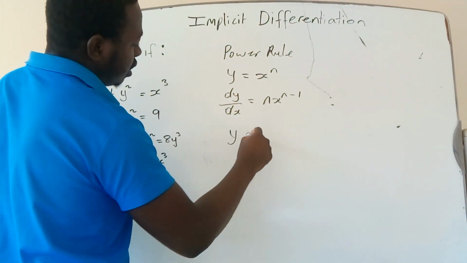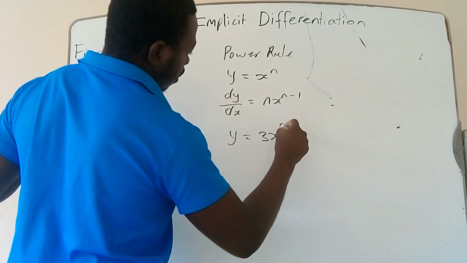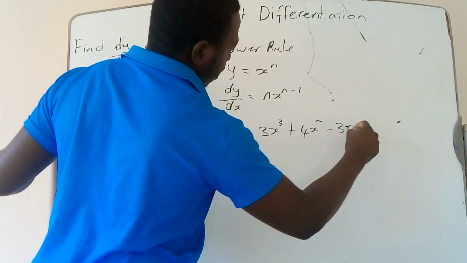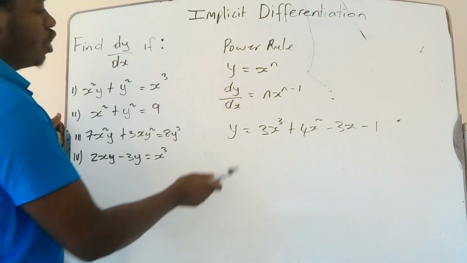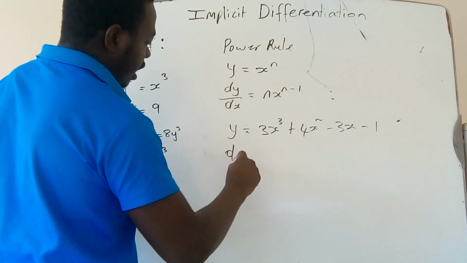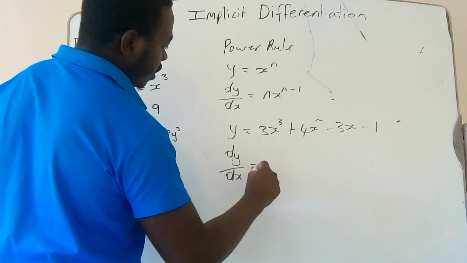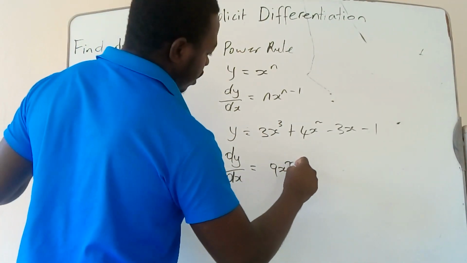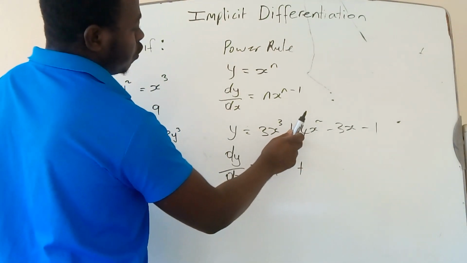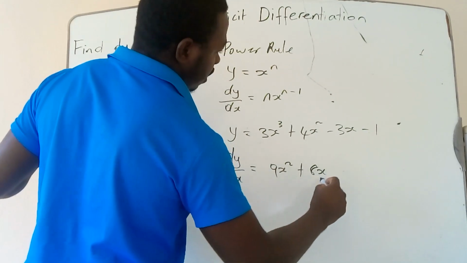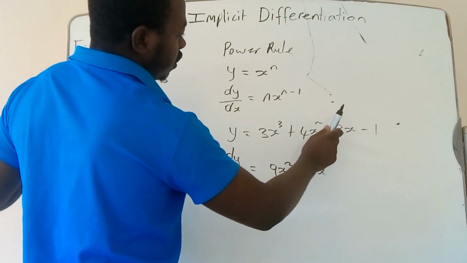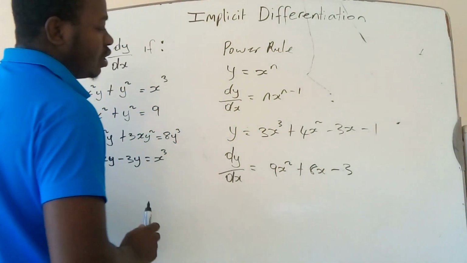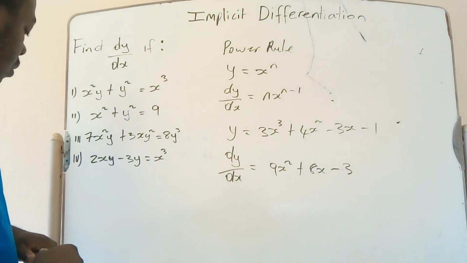Let's say you have a function y equal to 3x cubed plus 4x squared minus 3x minus 1, right? And you are asked to differentiate this. Then dy by dx is equal to 9x squared, because the derivative of 3x cubed gives you 9x squared, plus the derivative of 4x squared would give you 8x, and the derivative of minus 3x would give you minus 3. The derivative of a constant is always equal to 0. And that's how you would use the power rule.